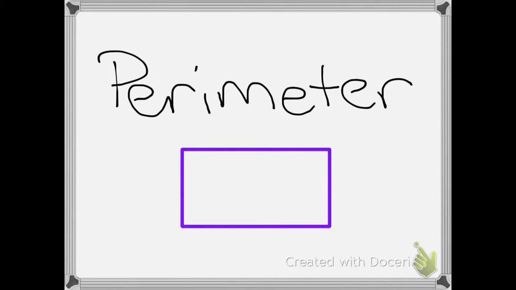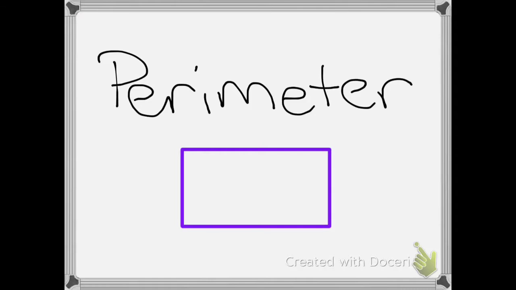We have learned how to identify different geometric shapes. Today, we're going to learn how to find the distance around that shape. When you look for the distance around the shape, we call it the perimeter. And what we're trying to figure out is how many units go around the shape.